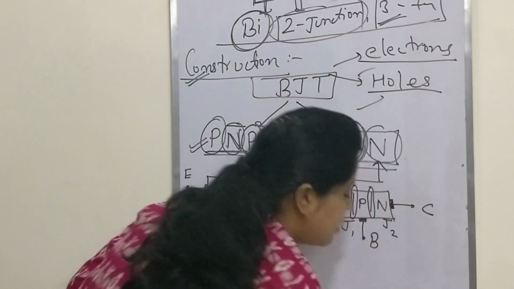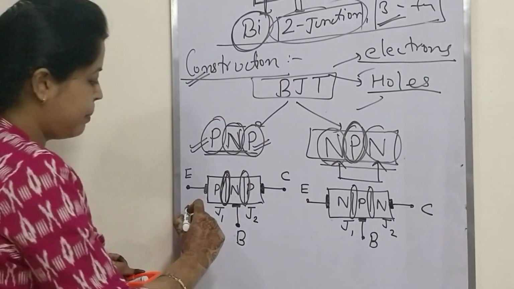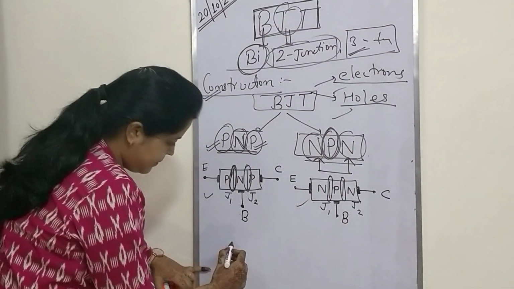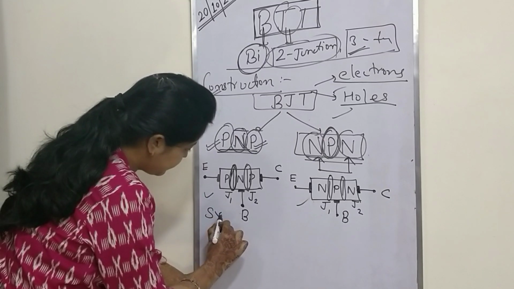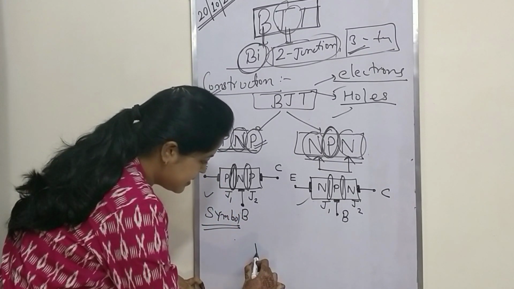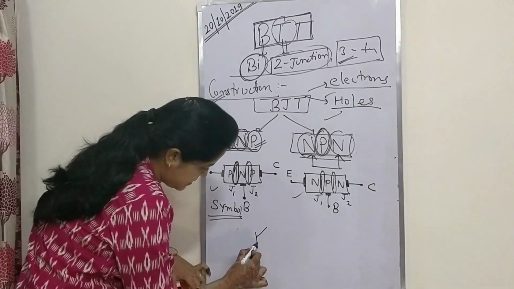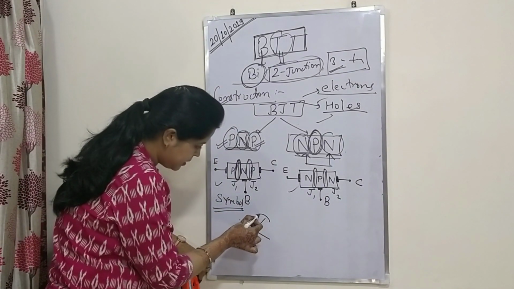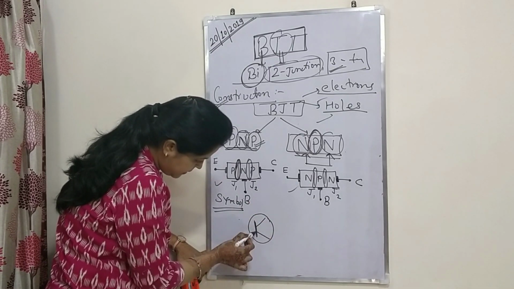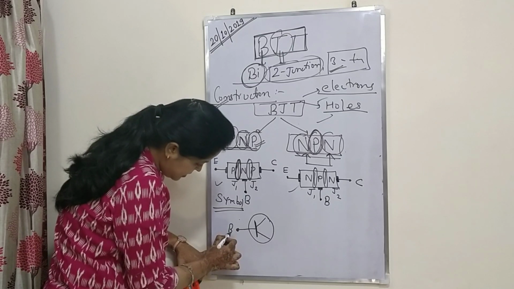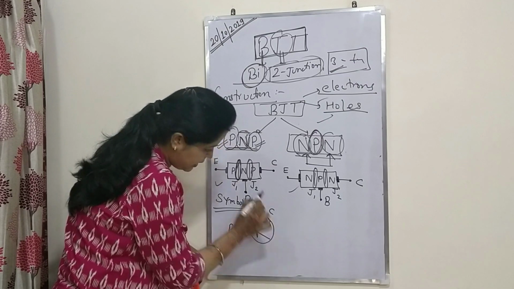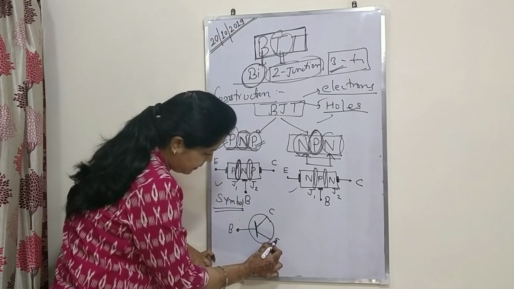Now the proper symbol for PNP or NPN with their terminals. I will go with the symbol, and the symbol for PNP transistor is like this with a circle around it, and this particular plate is for base while this is for collector and this is for emitter.